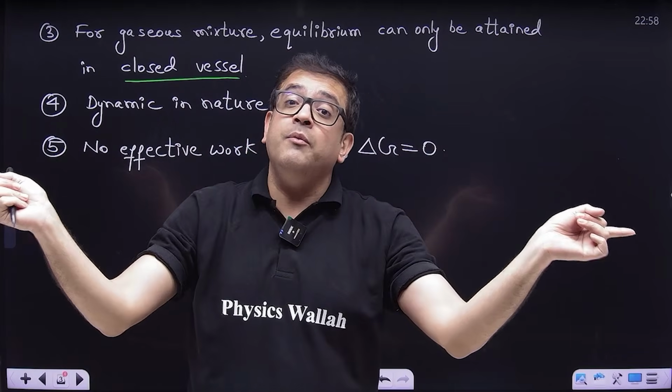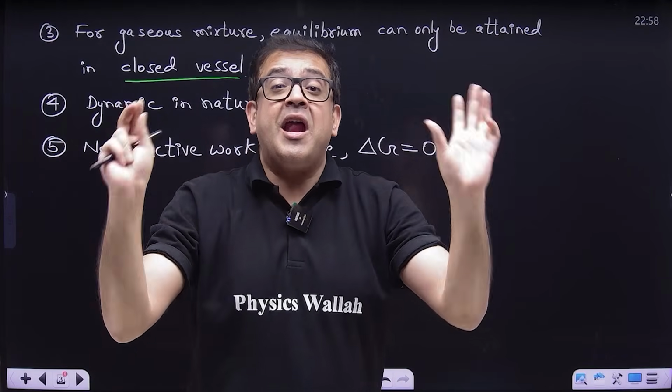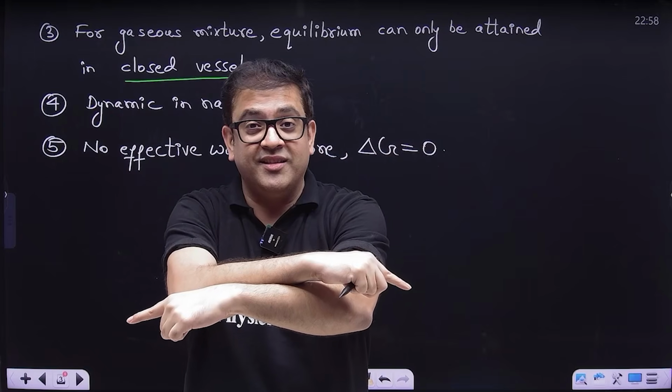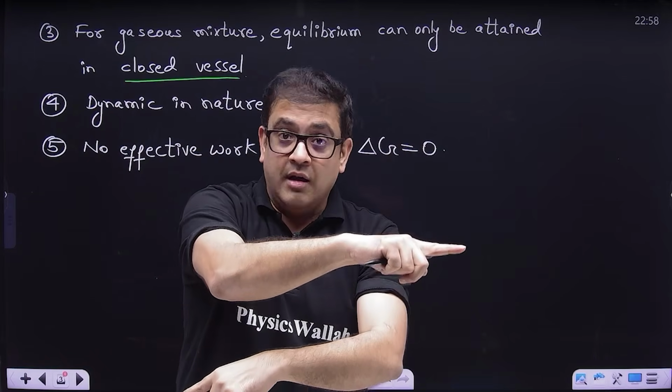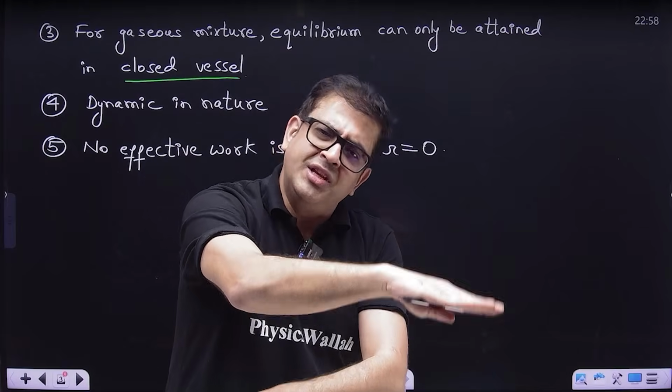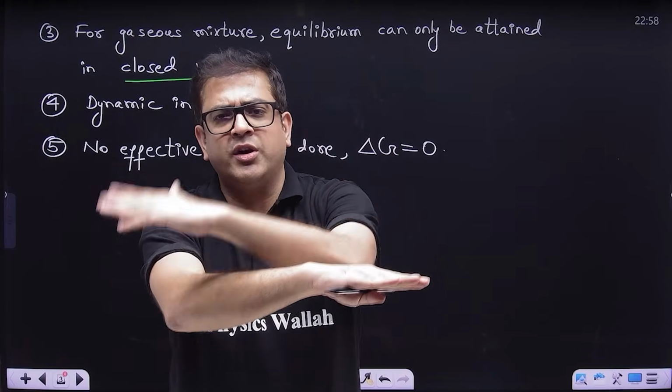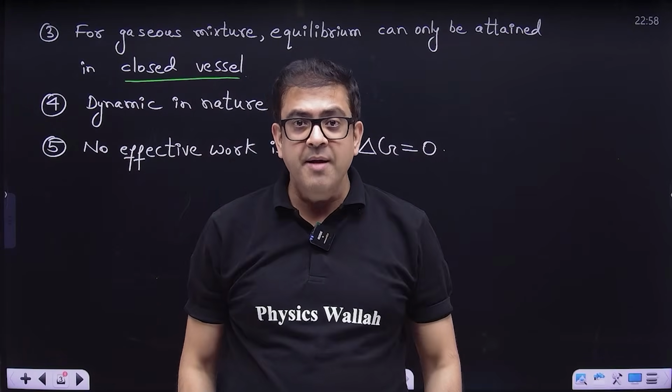No, internally per second, per fraction of second, they are converting into each other. But the rate with which A is converting to B, reactant is converting to product, with the same rate, the same number of products are converting to reactant. So the concentration has become constant.